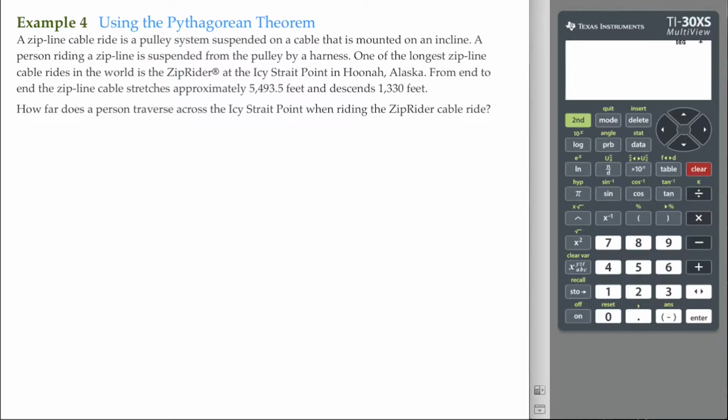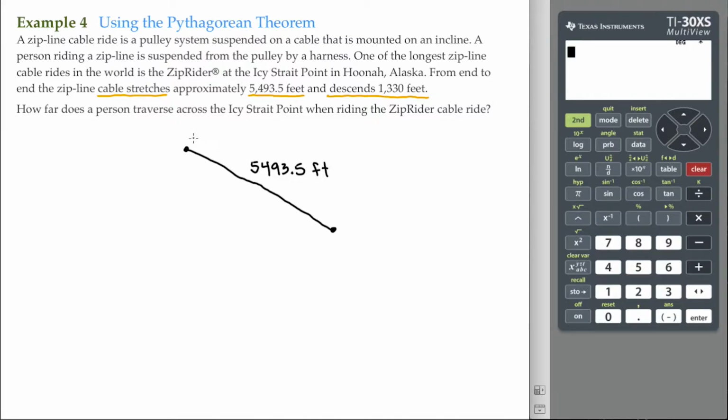So a couple of things to point out here. It says that the cable stretches approximately 5,493.5 feet, and it descends 1,330 feet. Now I'm going to draw a quick graphic here that might represent this scenario, and you should too. It always helps clarify what's going on. So you can imagine maybe here is where the cable ride begins, and the cable stretches 5,493.5 feet.